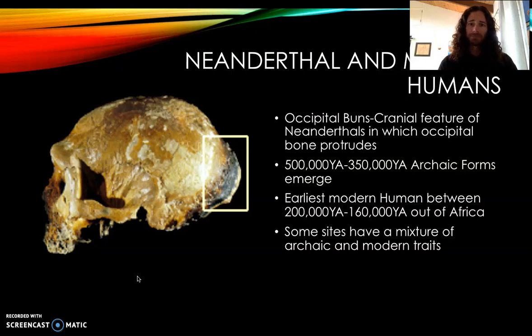But we also have archaic Homo sapiens in Africa at this time that are also going to evolve. For the earliest modern humans, we're looking at 200,000 years ago. I think they backed that up to about 250, possibly all the way back to 300,000 years ago. Some sites actually have a mixture of archaic and modern traits, so it's very interesting in terms of looking at breeding populations.